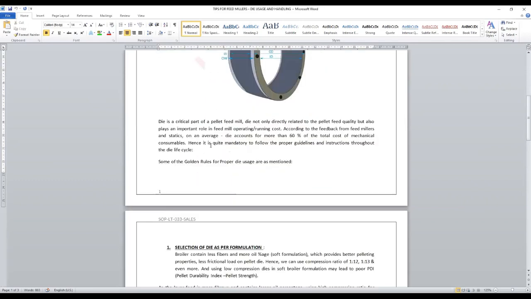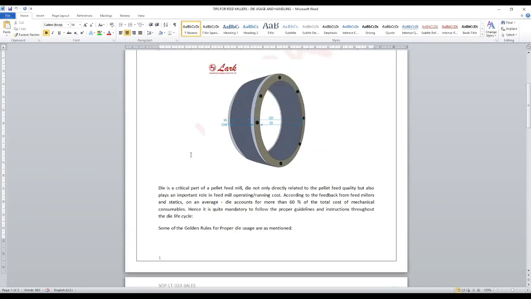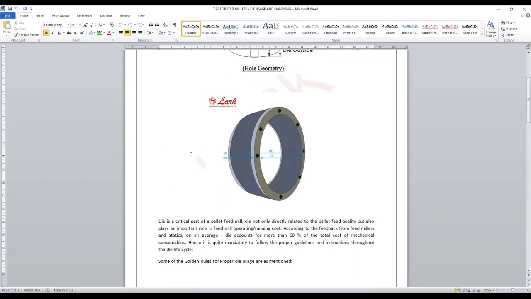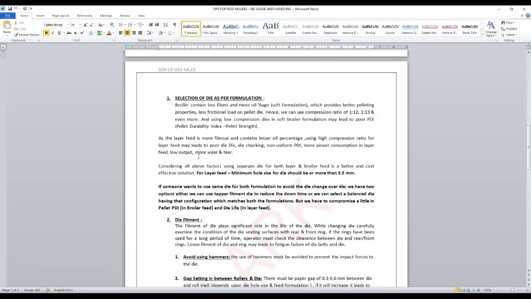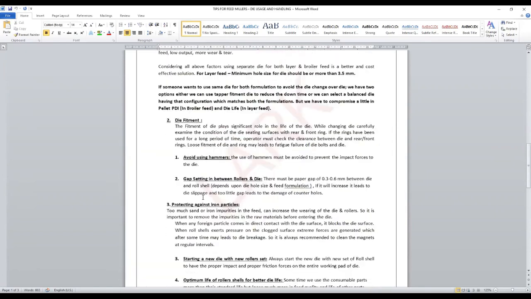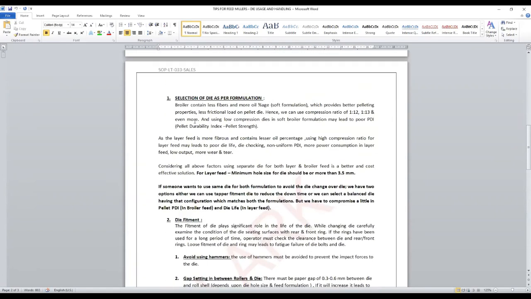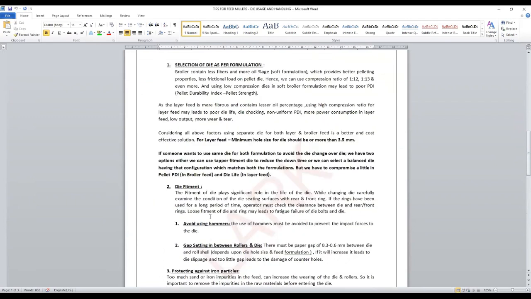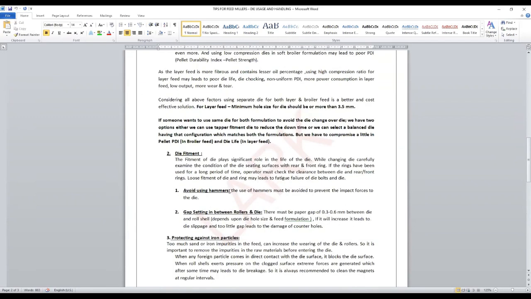So we have a complete document we can share with all the participants on how we can select a different die for broiler and layer feed, and how we can enhance the efficiency of the die, and get a good balance of PDI and output by using an appropriate die with respect to the oil and the fiber content. So this is a document covering selection of die as per formulation, die fitment, avoid using hammers.